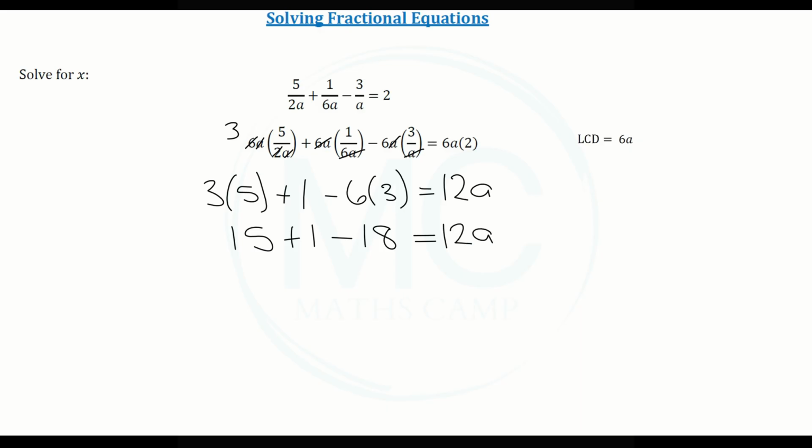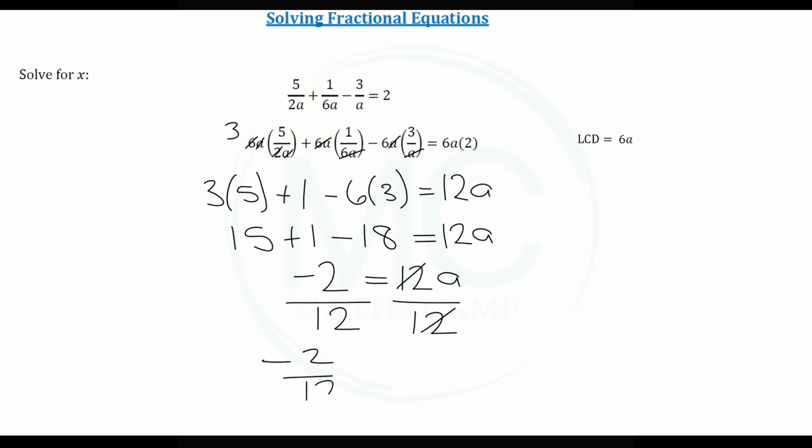Let's add our like terms. 15 plus 1 is 16. Minus 18 gives us negative 2, which is equal to 12a. Now to get a by itself, let's divide both sides by 12. Negative 2 over 12 over 12. These two cancel, and we get negative 2 over 12 is equal to a. But remember that when you're working with fractions, you want to leave your answer in the simplest form. 2 and 12 are both even, so we need to divide by 2. And we see that a is equal to negative 1 over 6.